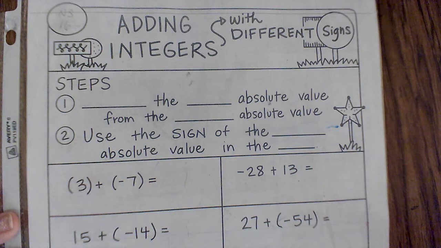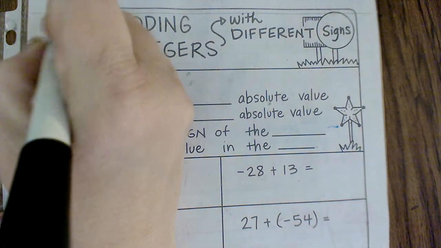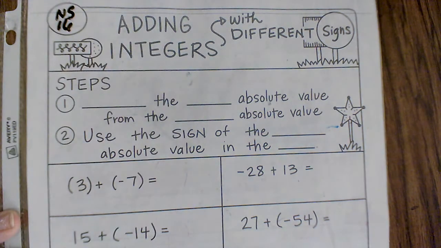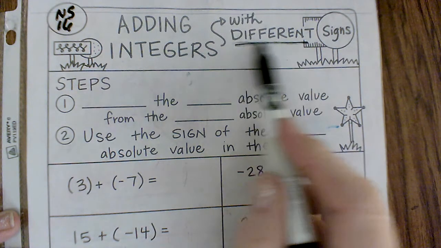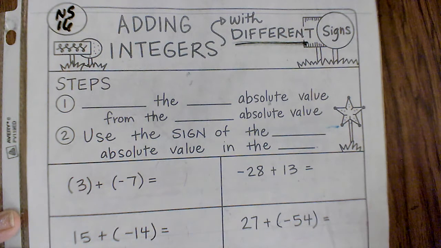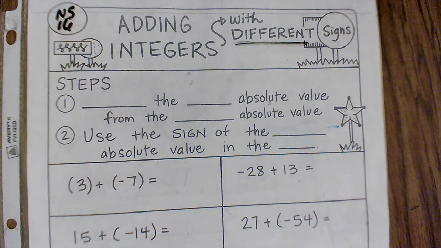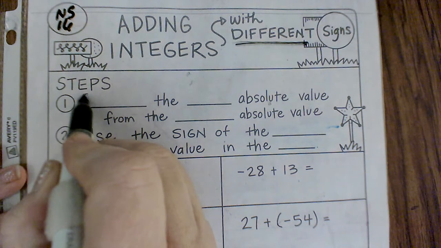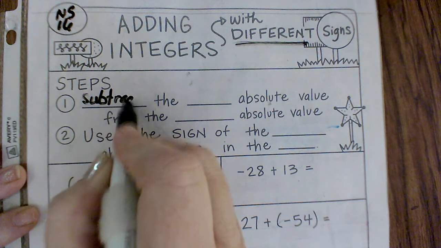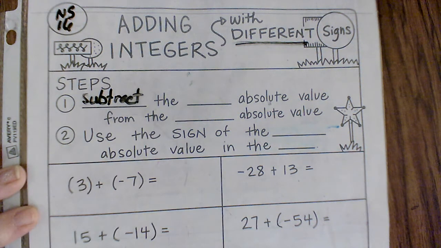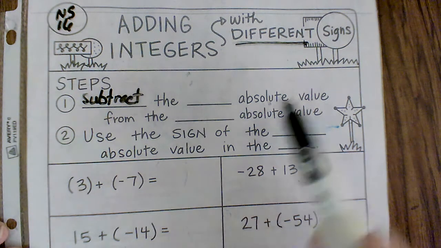Time for number sense 16. Adding integers with different signs, okay? So playing off of what we did yesterday, it's very similar. Now, there's 2 steps. The first thing you need to do is, even though it's adding, this is going to freak you out. We're going to subtract. I know, right? Mind blown. Adding integers with different signs means you're really going to subtract.